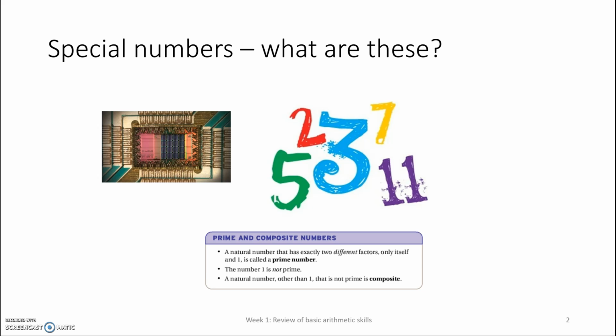If a natural number has only two factors, which are itself and 1, it's called a prime number. So the first 6 prime numbers are 2, 3, 5, 7, 11, 13, and so on. So 2 can only be written as 2 times 1. 7 can only be written as 7 times 1. 13 can only be written as 13 times 1.